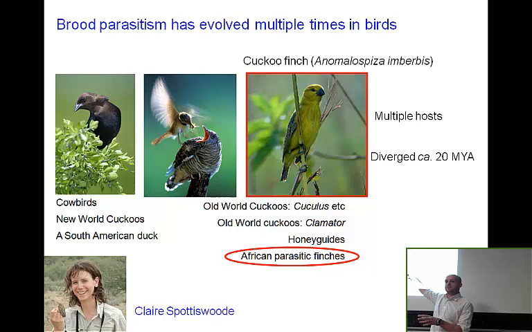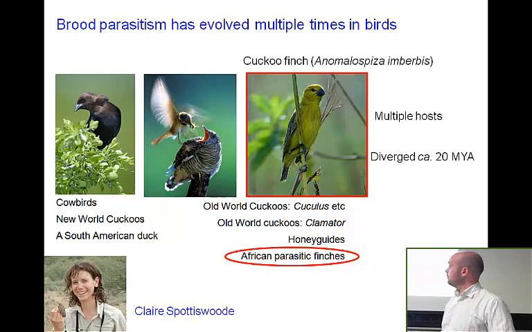And so this is work with a really important collaborator of mine, Claire Spottiswood, who's at Cambridge. And Claire did something pretty heroic. She set up an entirely new field site in Zambia, which is not an easy place to work, and has a lot of challenges, but a really exciting place to be. And on this field site, there are a number of different parasitic species, including the cuckoo finch. So Claire and I have done a lot of work together studying these cuckoo finches and the different hosts.